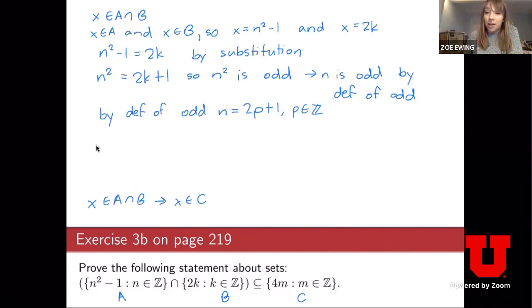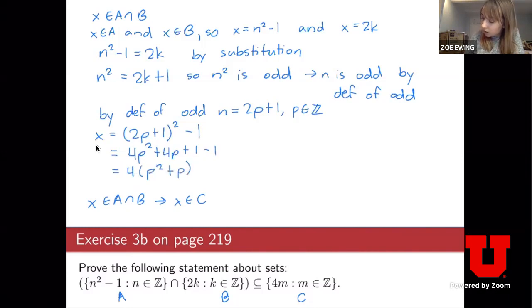So now we can make that substitution from the first step. Now that we know what n is, we can substitute that in. So we can say that x is going to be equal to (2p plus 1) squared minus 1. And that gives us 4p squared plus 4p plus 1 minus 1. And those ones cancel out. So then we can pull out a 4 and have p squared plus p, by factoring.